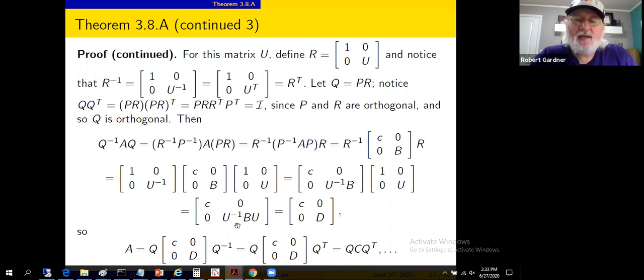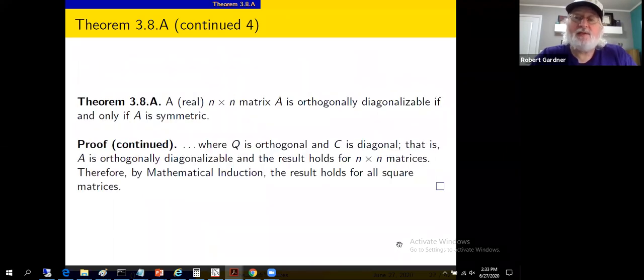So we've got A equals Q, let's call this matrix C, Q transpose. A equals Q, C, Q transpose, where this is matrix C, and this is a diagonal matrix. And that's what diagonalizable means. Q is orthogonal, C is diagonal, matrix A is orthogonally diagonalizable. So the result holds for n by n matrices. So by induction, the result holds for all square matrices.